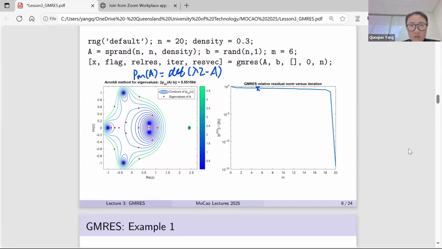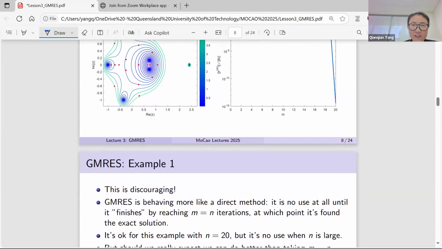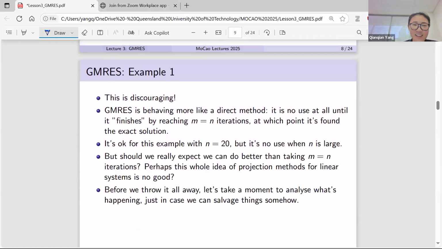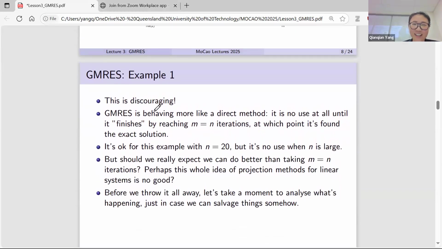So what do we see from this example? First impression, as I said here, this is discouraging. We see that GMRES behaves more like a direct method. It seems no use at all until it finishes by reaching m equals n. Of course, at that point it found the exact solution. For this example, n is only 20. Of course, you can do that, but if your problem is huge, like n is a million or something, then certainly you can't afford to do that.